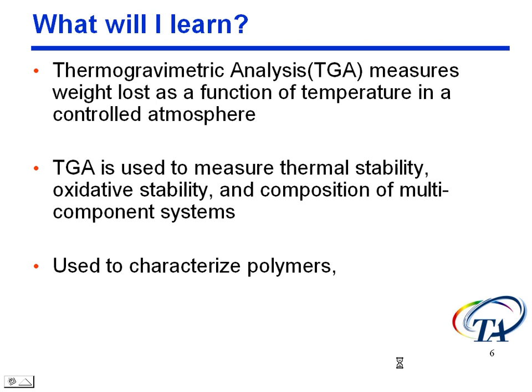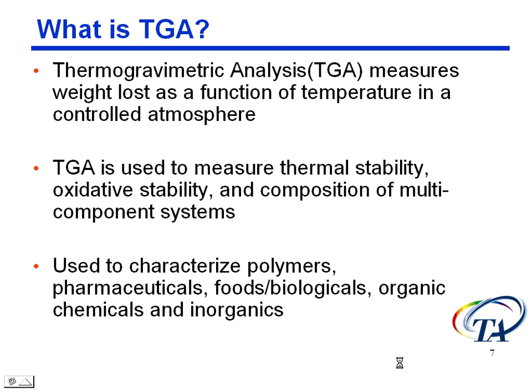Now, just a definition, TGA, or thermogravimetric analysis, measures weight loss or weight gain as a function of temperature in a controlled atmosphere, or it could be as a function of time at a single temperature. Now, TGA is used to measure thermal stability, oxidative stability, and also look at composition of multi-component systems. It's used widely in the polymer and pharmaceutical industry, also in foods and biologicals, organic chemicals, and inorganics.